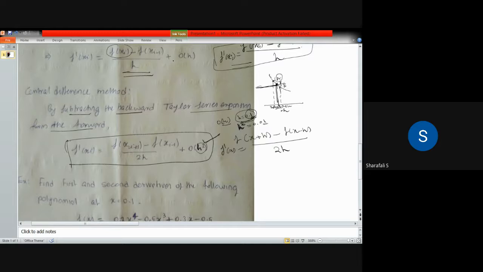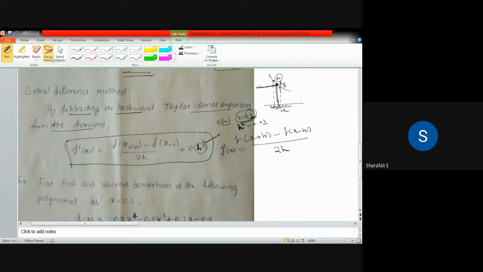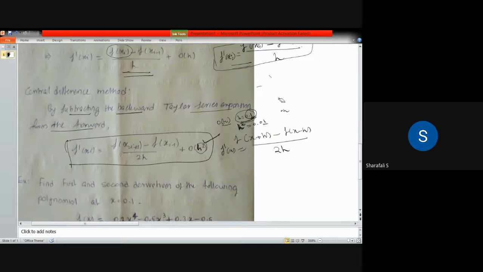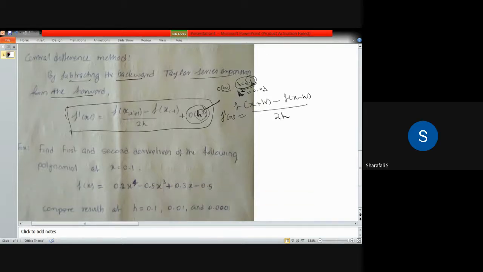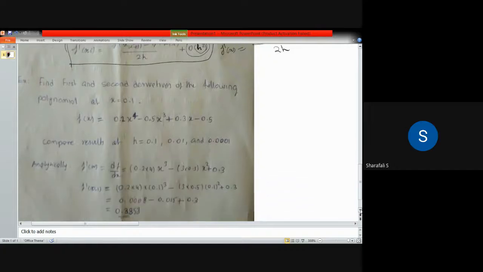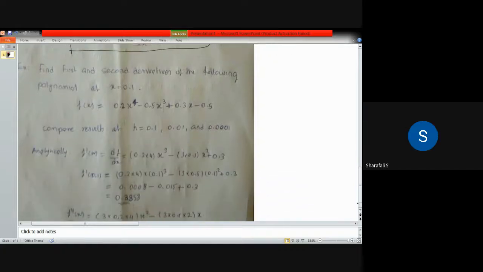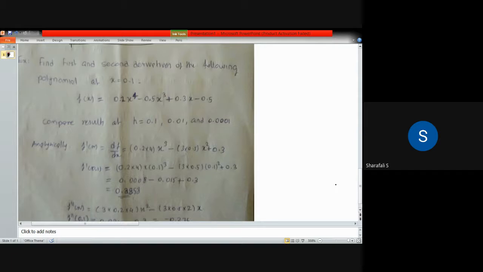Okay, so that's why it has less error compared to the forward and backward difference methods, and you can get that from here also. This is in the order of h square. So the error will be less when you are using the central difference method. Now let us do one example, then you will be able to understand that more clearly.